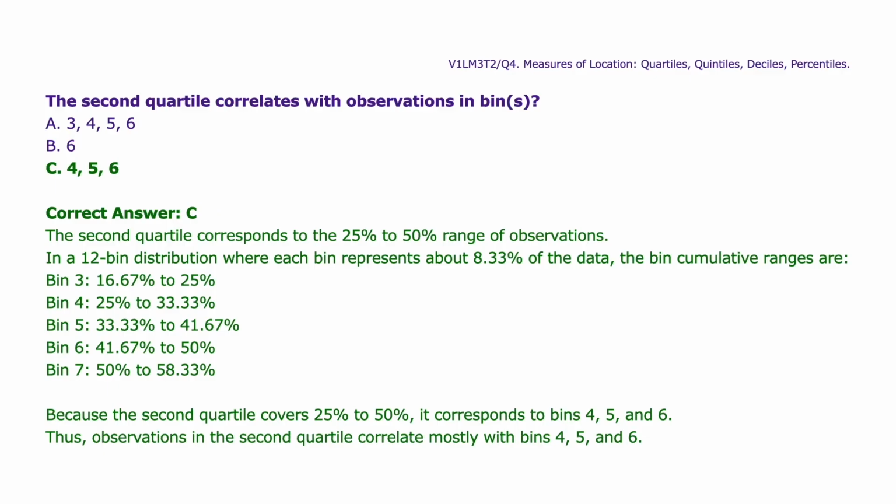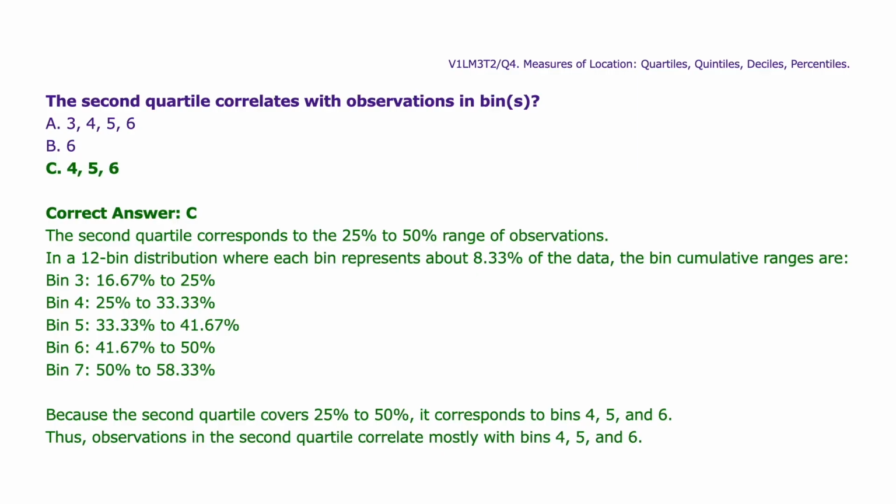Quartiles divide data into 4 equal 25% segments. First quartile is the lowest 25%, 0 to 25%. Second quartile is the next 25%, 25% to 50%. Third quartile is 50% to 75%. Fourth quartile is the highest 25%, 75% to 100%.